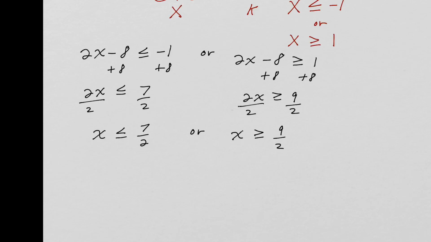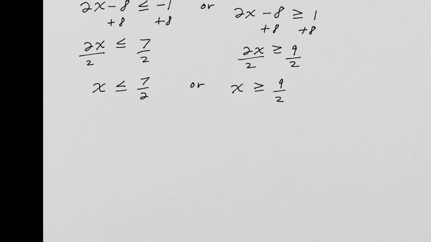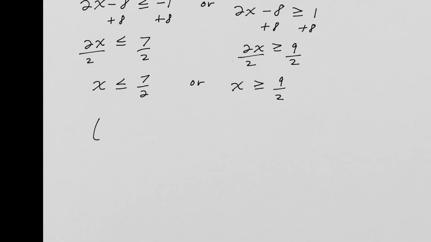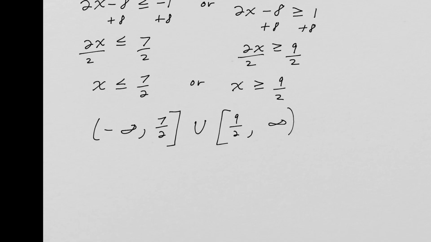Okay, how do I write this in interval notation? Well, x is less than or equal to 7 halves. So I'll start at -infinity, and I go all the way to 7 halves, and I include it, so square bracket. The or, remember, is the union. And then x is greater than or equal to 9 halves. I start at 9 halves, including it. So square bracket, comma, and I go all the way to +infinity. Remember, the infinities always have a parentheses.